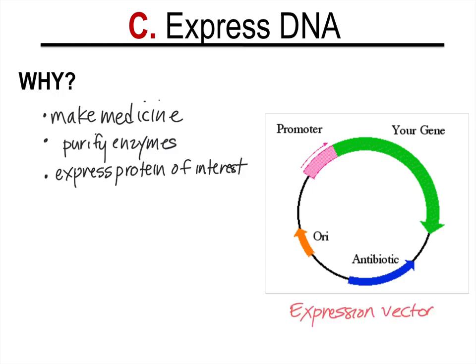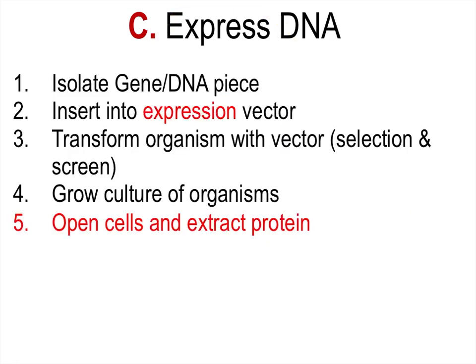An expression vector has all the other elements that the cloning vector had, which was a selectable marker, an origin of replication, and then a multiple cloning site to insert your gene of interest. But what it has in addition to that is a promoter. And again, the promoter is important because it will allow you to actually turn on expression of your gene so that you can make a protein product. And so you definitely need that if you want to express your DNA. You need a promoter.